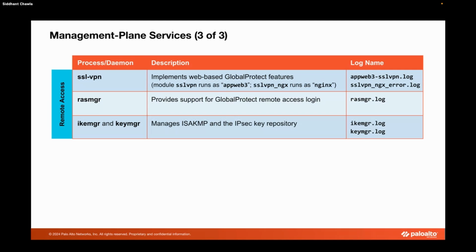SSL VPN implements web-based GlobalProtect features. GlobalProtect runs on SSL VPN. It also runs on IPsec, so it has both functionalities. The log names are appweb3-sslvpn.log and sslvpn_ngx_error.log. RAS Manager provides support for GlobalProtect remote access logging. The log name is rasmgr.log. IKEMGR and KeyMGR manage your ISAKMP and IPsec key repository. The log names are ikemgr.log and keymgr.log.